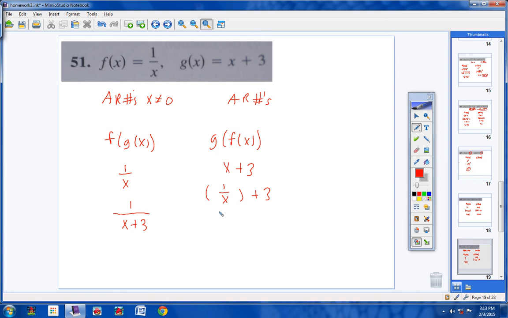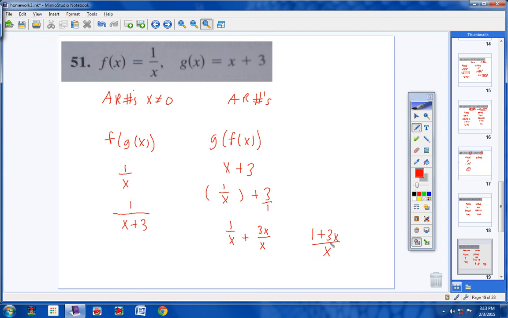Okay, now really you should probably simplify that. 1 over x plus 3. Remember, 3 is over 1, so I'm going to multiply x times the top and the bottom, which is legal, and that gives me 3x over x. Now that's okay, because if I were to reduce this, I would still get 3 over 1, but the reason I've done that is now I have a common denominator, so my final composition would be 1 plus 3x all over x.